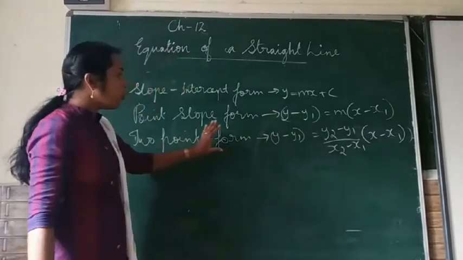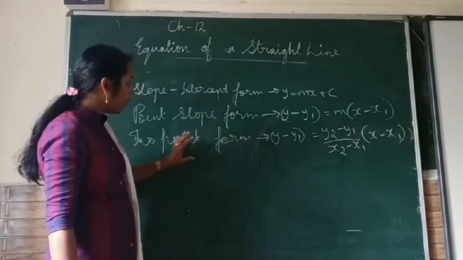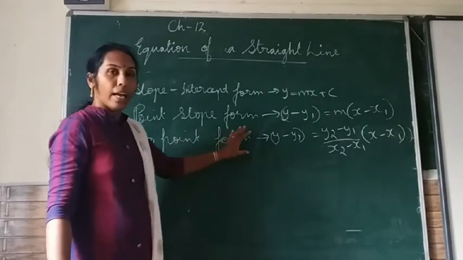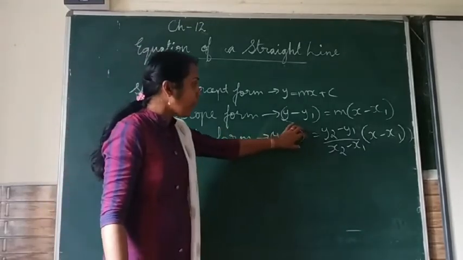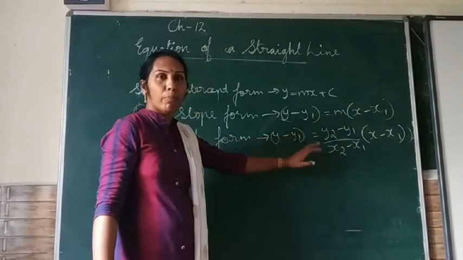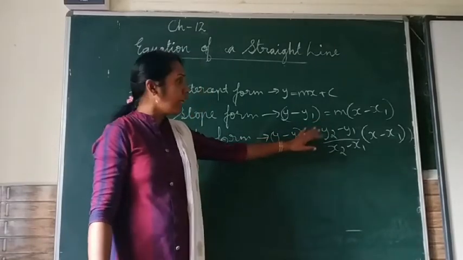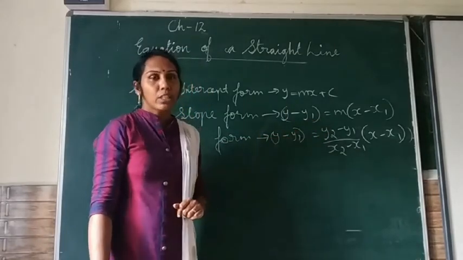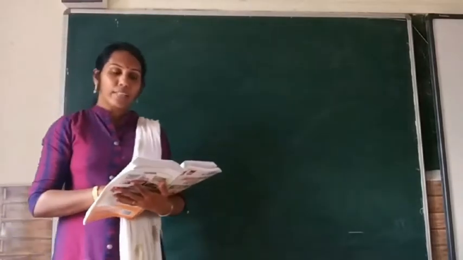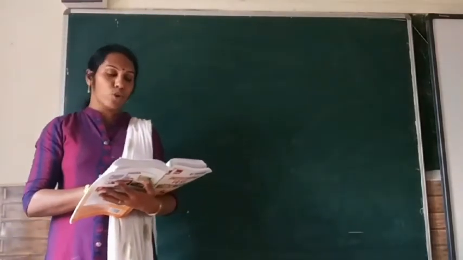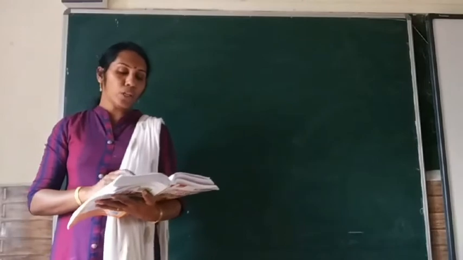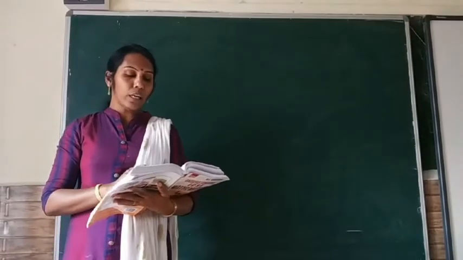Now if 2 points are given, then we can find out the equation of that line like this. y minus y1 is equal to y2 minus y1 by x2 minus x1 into x minus x1. Now let us solve some questions related to this topic. In exercise 12.1, question number 6, third one.